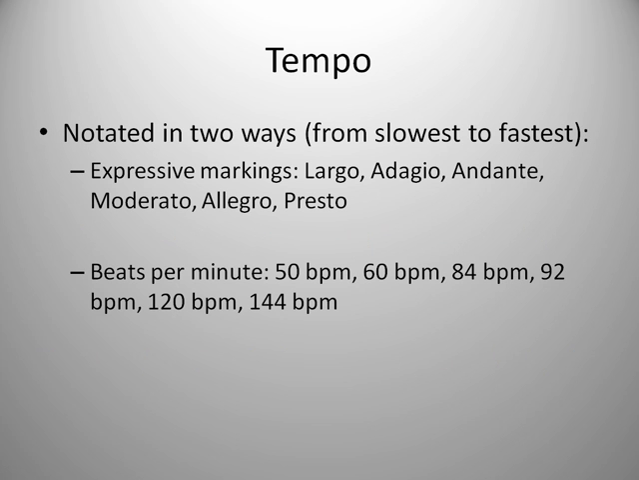The second, more contemporary way that tempo is indicated involves the number of beats per minute. This approach stems from the use of a metronome. 50 beats per minute is a very slow tempo. There's less than one beat every second. 120 beats per minute is quite fast. There are 2 beats every second. You should be able to find a chart pretty easily that correlates expressive tempo markings with beats per minute or metronome settings.